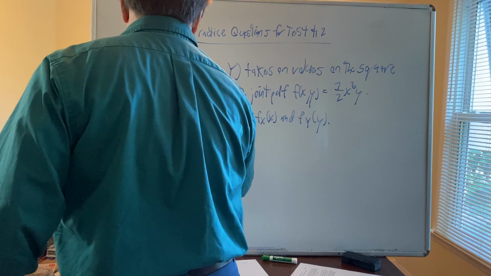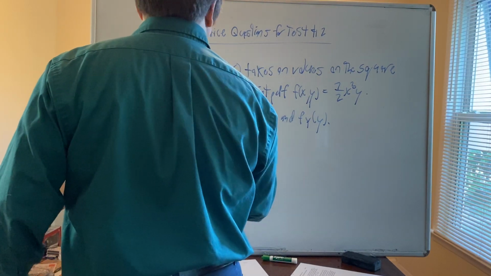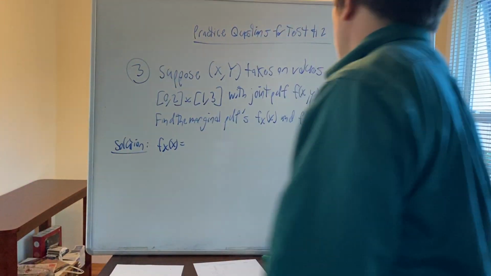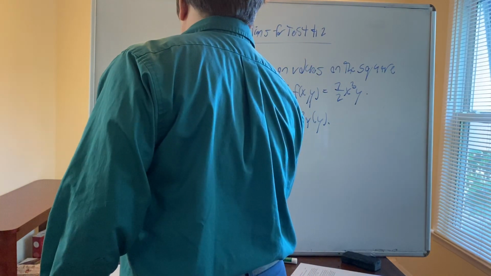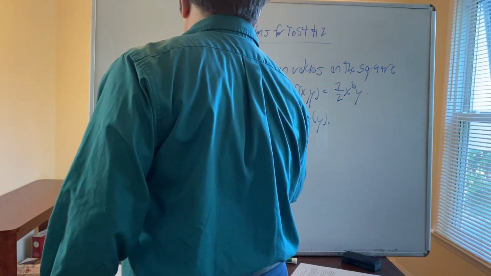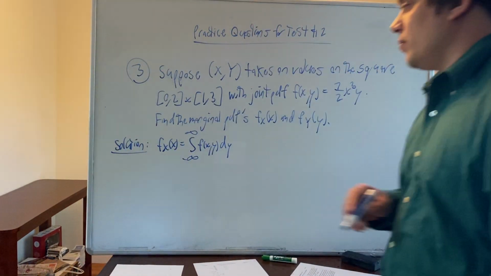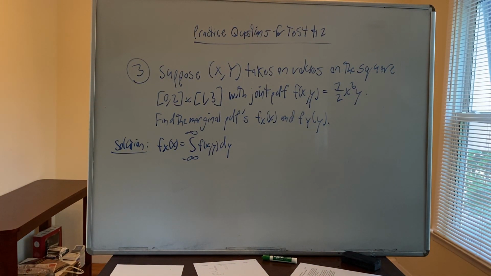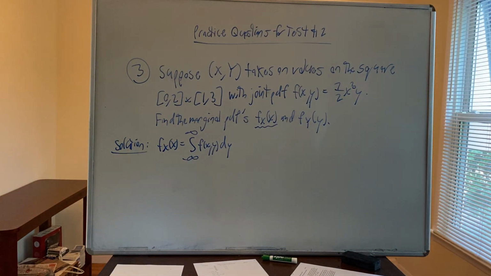Okay, so f sub capital X of x is equal to, and this is a continuous random variable, so this is the integral from negative infinity to infinity of f of x comma y dy. We'll do this one first, and then do the next one after.